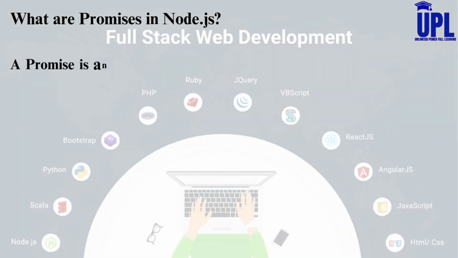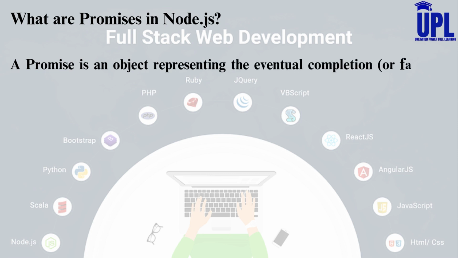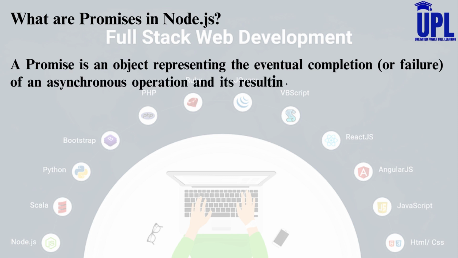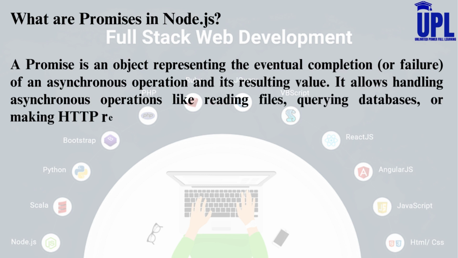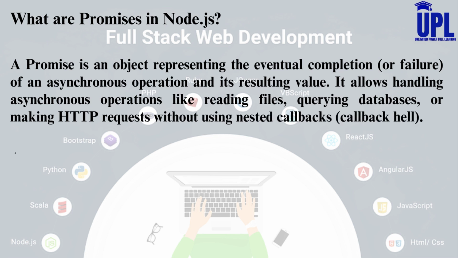What are promises in Node.js? A promise is an object representing the eventual completion, or failure, of an asynchronous operation, and its resulting value. It allows handling asynchronous operations like reading files, querying databases, or making HTTP requests without using nested callbacks, callback hell.